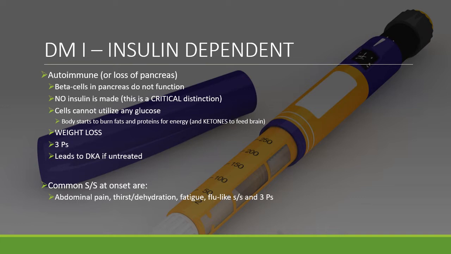The common signs and symptoms at onset, so never having had it before, are abdominal pain, thirst and dehydration, fatigue, flu-like signs and symptoms, polydipsia, polyuria, polyphagia.